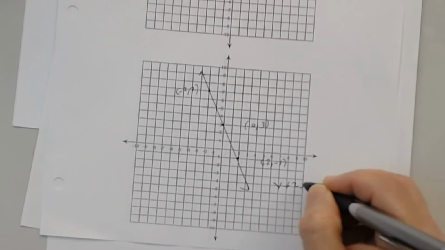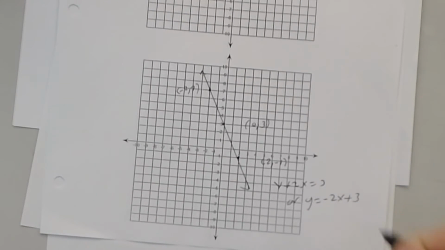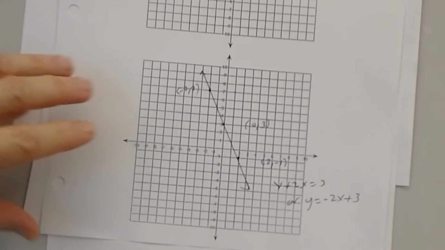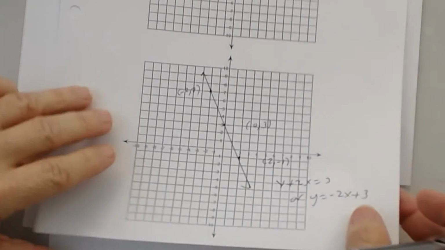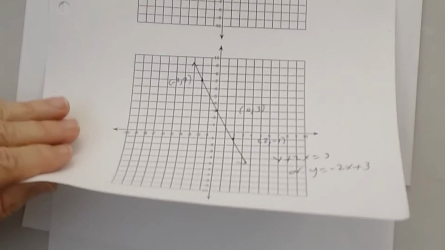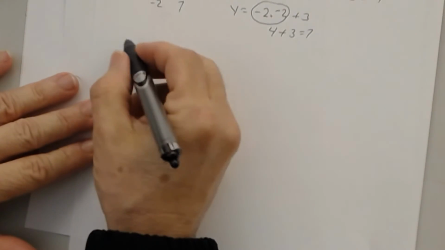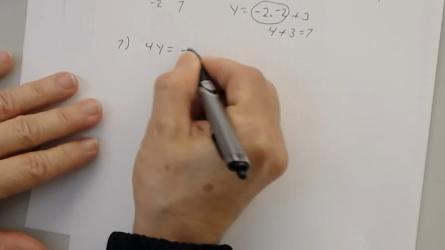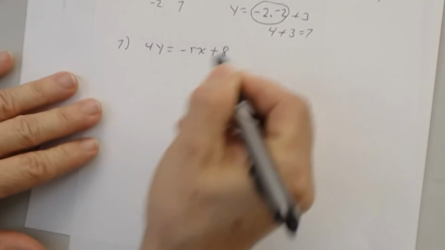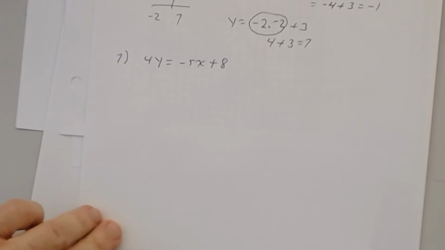y plus 2x equals 3, or you could have said y equals negative 2x plus 3. All right, now let's look at one more with the t-table. Okay, so there's going to be number 7. Suppose this time I had 4y equals negative 5x plus 8.